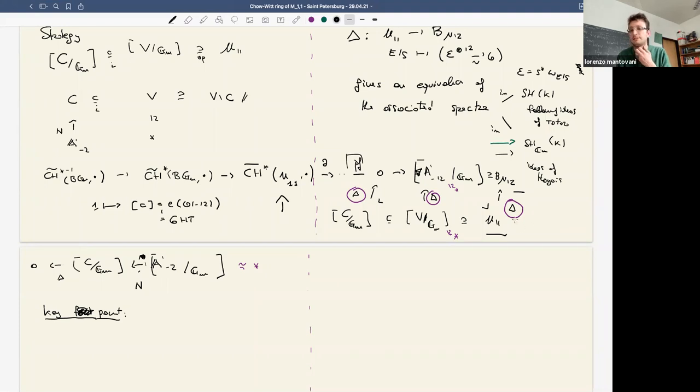And the issue is that delta is smooth when you see it as a map between M11 and BMU12. But it's not smooth here, of course, because there is a singular fiber. But delta, anyway, satisfies what I think is an equivalent version of the formalism of fundamental classes introduced by Deligne and collaborators.